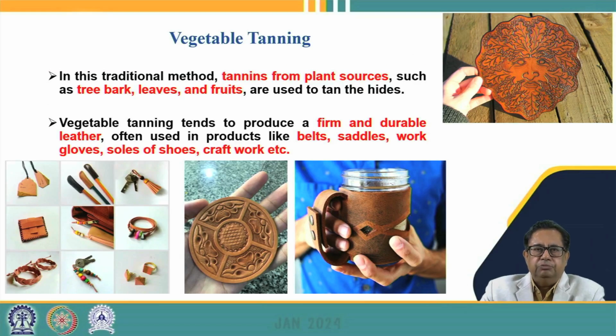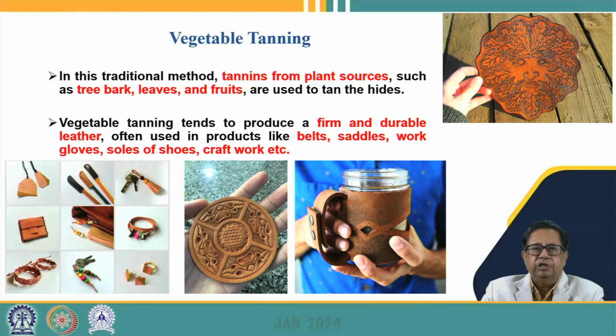Vegetable tanning may also be done. Here we use the tannins which are obtained from plant sources. For example, we can use certain types of tree barks, leaves, or fruits to tan the hides. When we go for vegetable tanning, we produce a leather which is thicker, more firm and durable. For example, when we want to produce leather belts, saddles, work gloves, shoes, the soles of shoes, craft works, etc., we generally go for the vegetable tanning process.